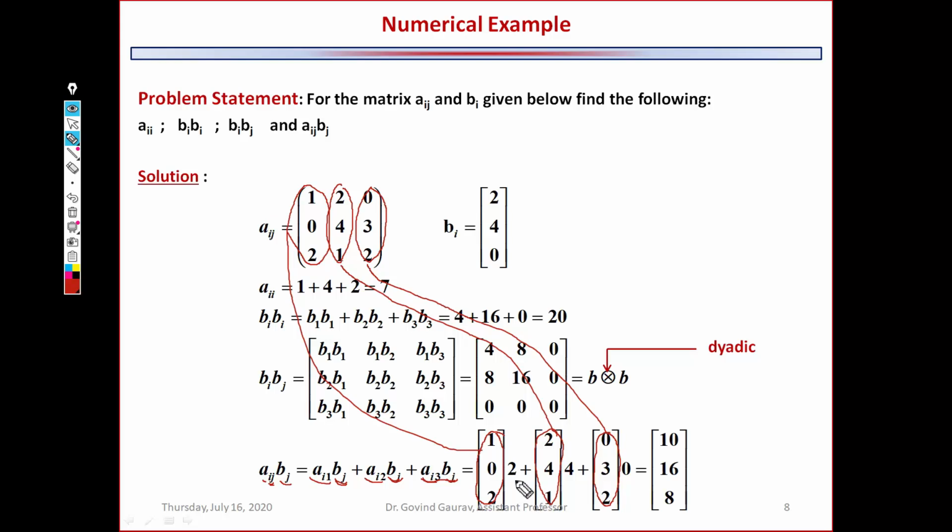So we will multiply all these values. What are the values of b1? The b1 value is 2, which is this value. The b2 value is 4, which is this value. And the b3 value is 0. So if we multiply all these matrices, we will finally get a value of this.